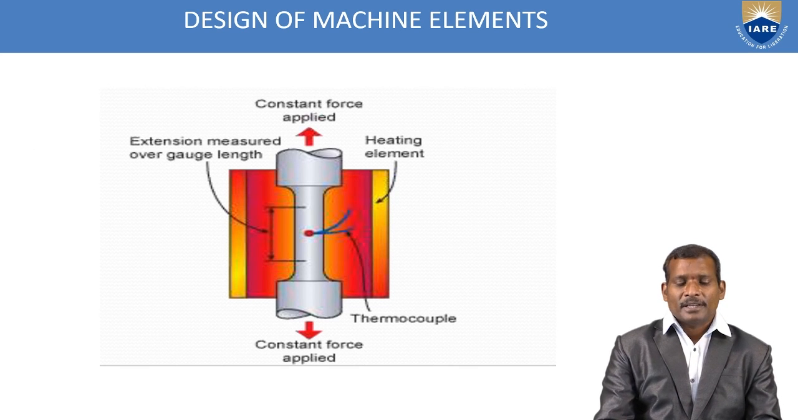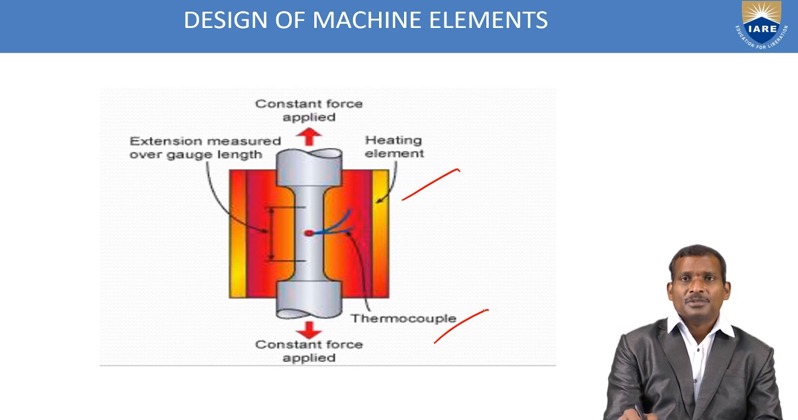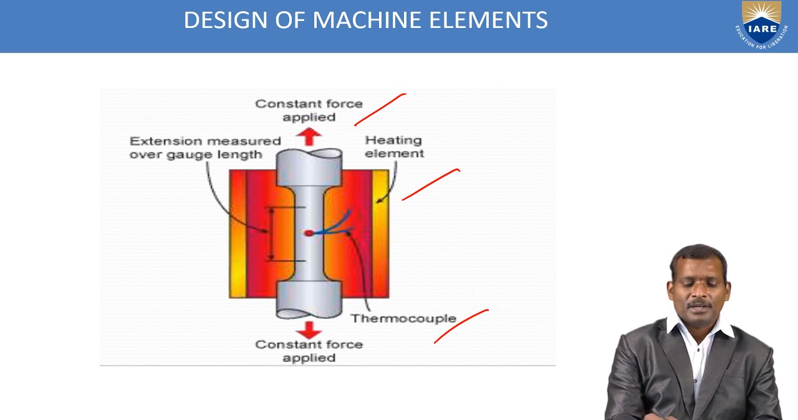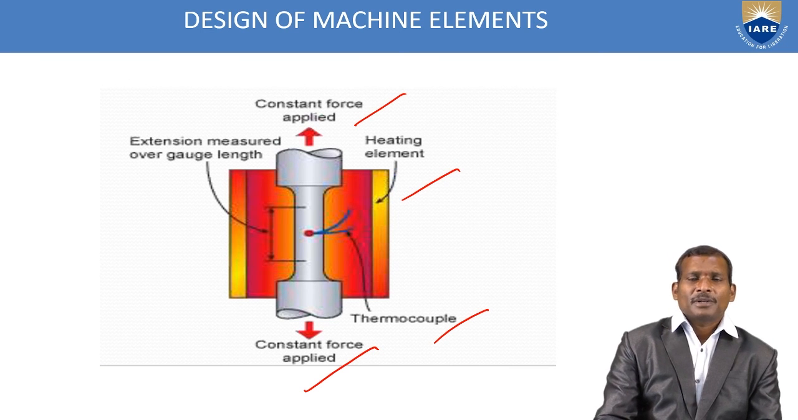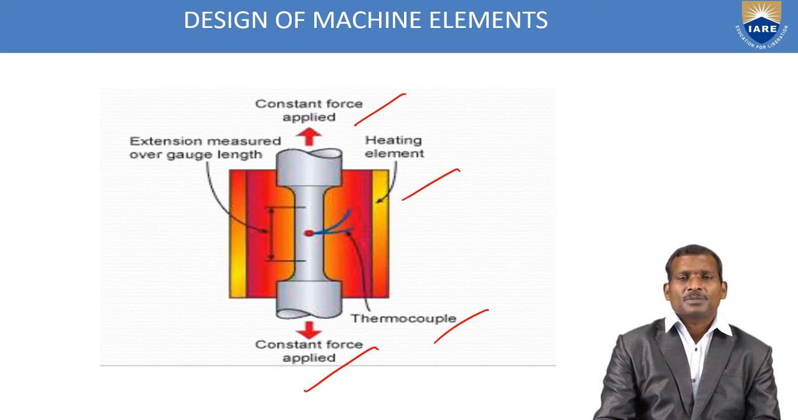See, you can see in this diagram the creep property. This is a specimen. A heating element and a thermocouple are used. A constant force is applied and the extension is measured over the gauge length. Here the force is constant, there is no change of force, and it is not gradually increased. The specimen is subjected to temperature with the help of the thermocouple, giving some heat, and then the extension is measured. This is the creep property.